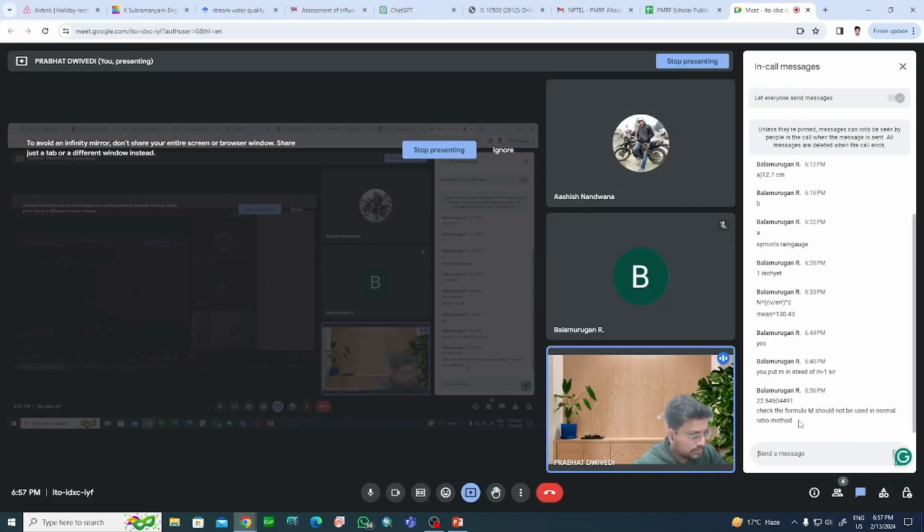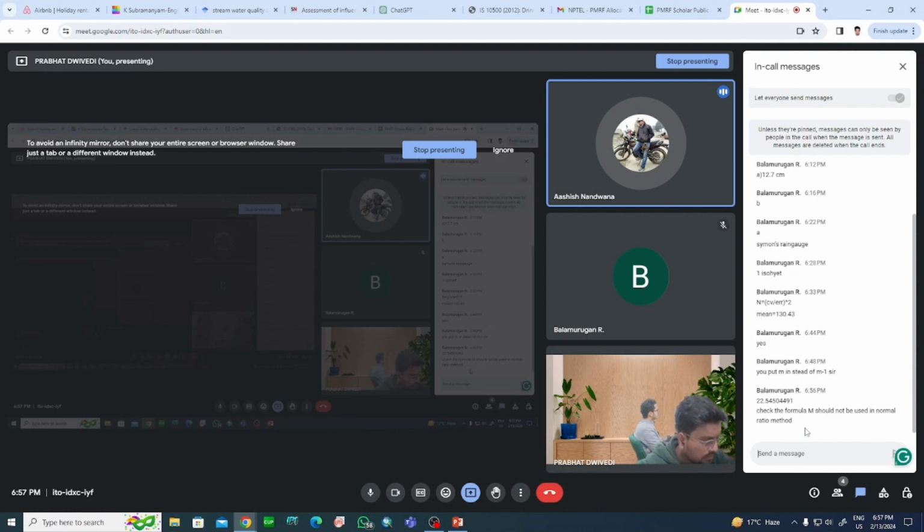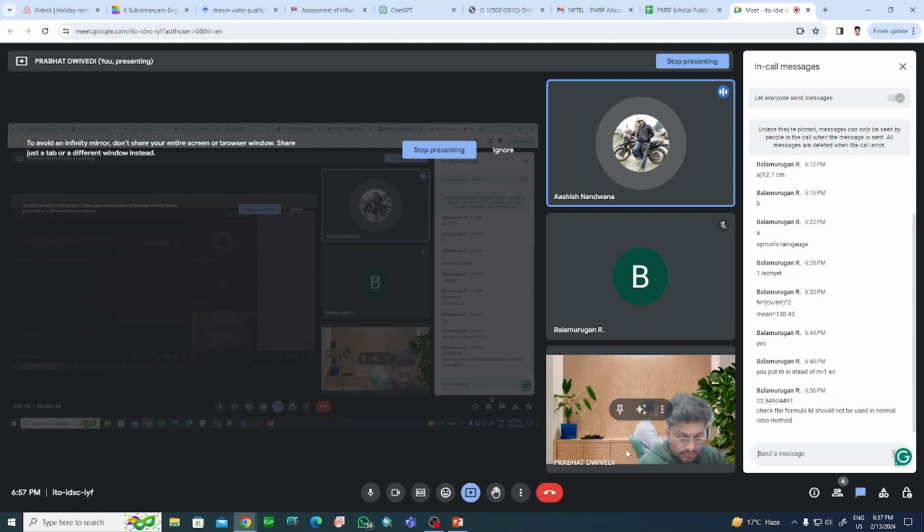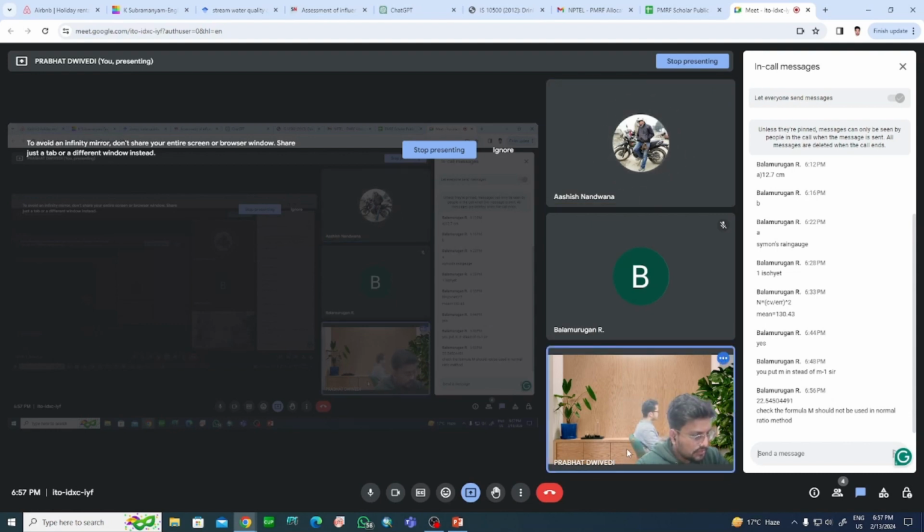Wait a minute, Balamurugan, check the formula. M should not be used. You put M instead of M minus 1, sir. Okay, in that formula. Why should it be M? We were having M, you put M instead of M minus 1, sir. Okay, got it.